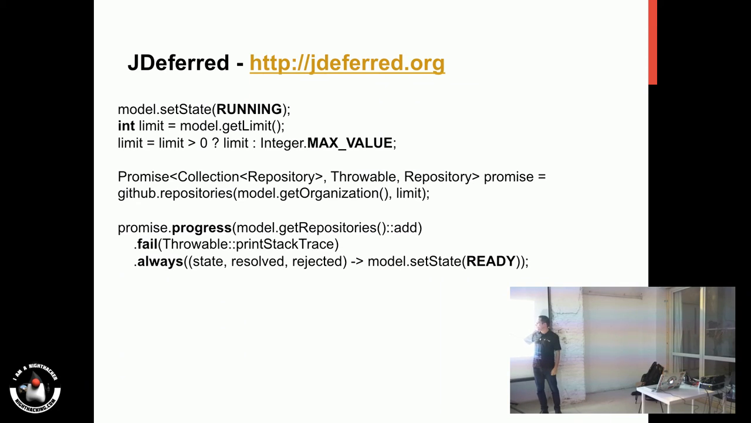What we're going to do is use a method reference to add that element to a list. If there is an error, then we just print it. We'll see a way to handle it properly later. And regardless of whether there is an error or the promise was successful, we want to do something else. Remember when I was clicking on the button that it became disabled when it was running, and then suddenly the application finished and it became enabled again? This is it. We're just changing the state and the button will react to it using JavaFX bindings.